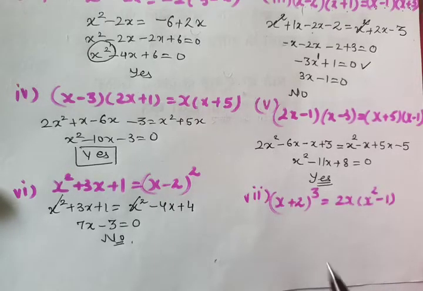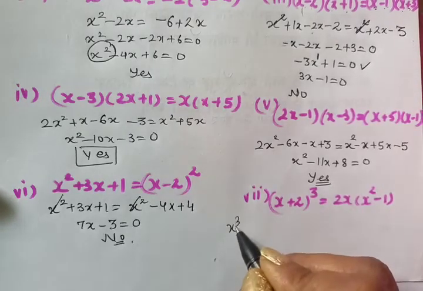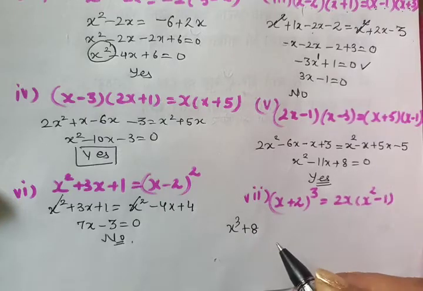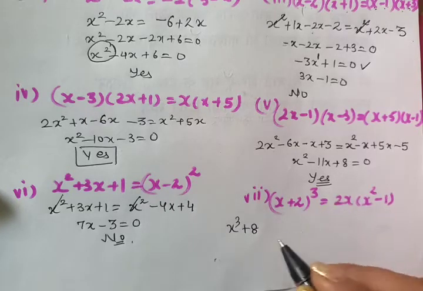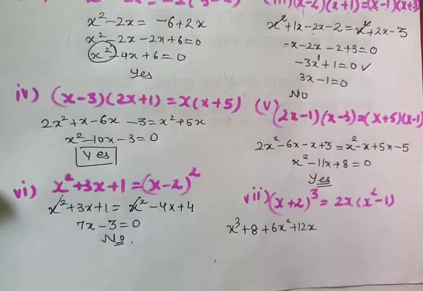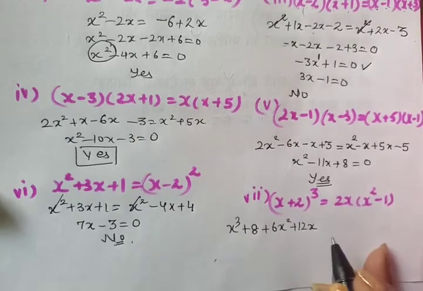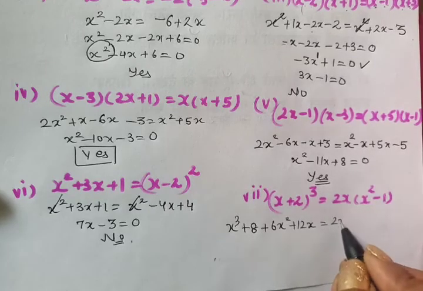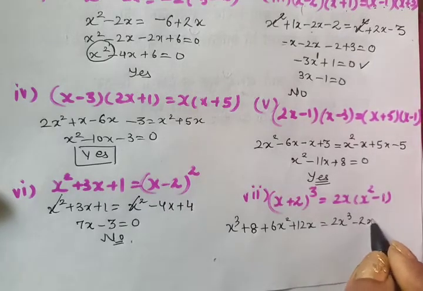And if I just apply the identity on (x + 2) whole cube, I know that it is a cube plus b cube plus 3a square b plus 3ab square, which gives me 6x square plus 12x. You can do this identity separately. And on the right hand side you get 2x cube minus 2x.